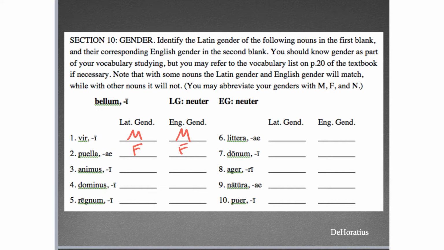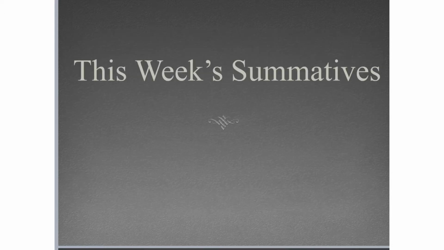If I go over to number 6, littera is a letter, either a letter of the alphabet or a letter that one writes to a friend. In Latin, it is feminine. In English, of course, it is neuter. So that's what I mean by grammatical gender. Littera has a grammatical gender in Latin, feminine. English doesn't really use grammatical gender, so it just kind of reverts to its neuter in English. So, just some practice there.